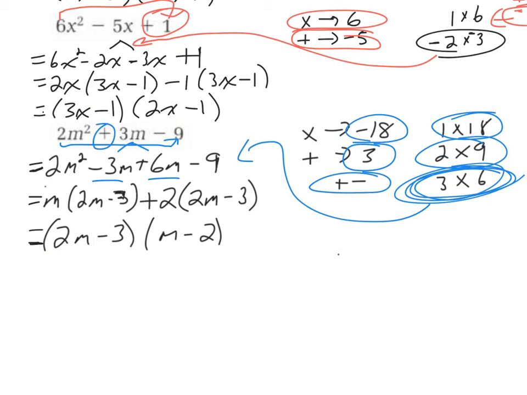And then we're just simply doing factor by grouping. So we're looking at those 2 and those 2 separately and doing my factor by grouping, and we get 2m minus 3 bracket m minus 2.